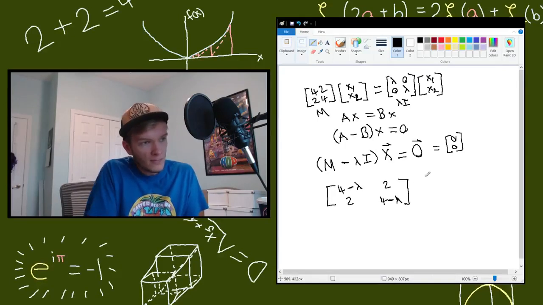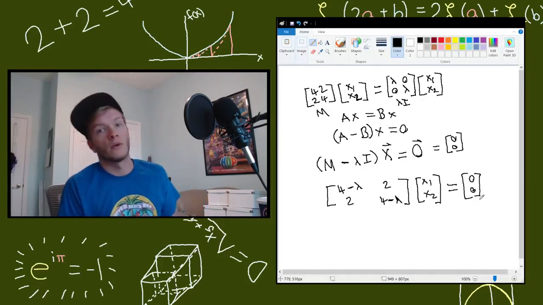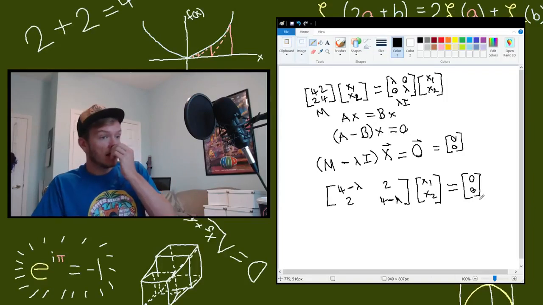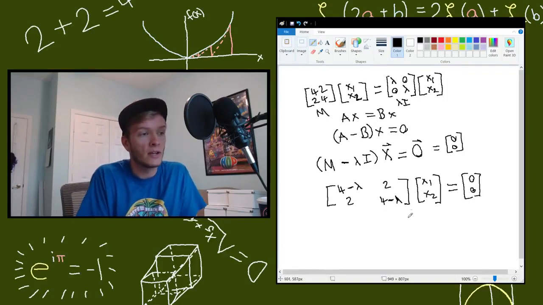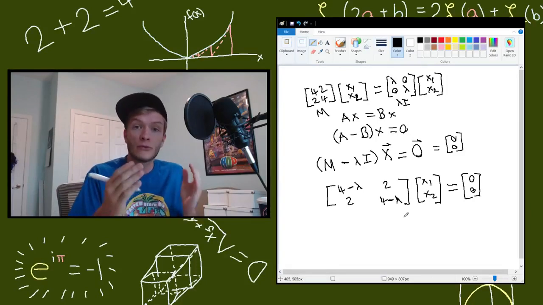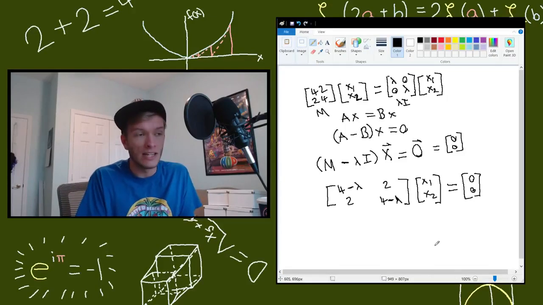Okay. And all of this, as mentioned before, is going to be multiplied by our x vector, and that is going to be equal to the 0 vector. Well, now we are getting somewhere, because if we now have this situation here, we can try and figure out what these lambdas are equal to.